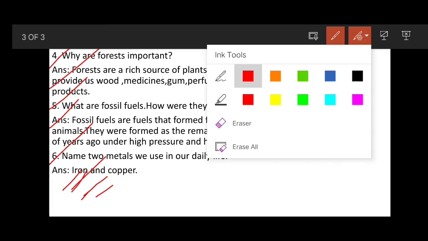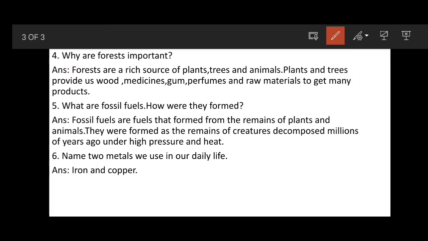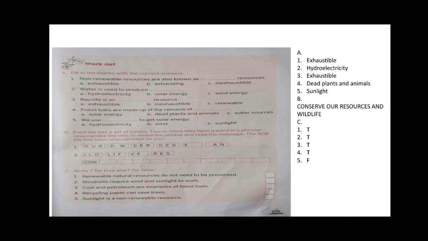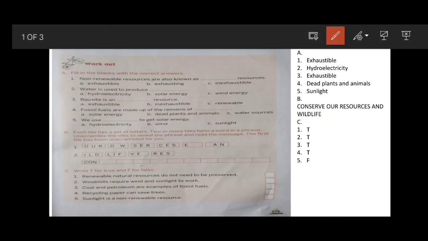So dear children, I hope you understood about workout lesson 8. Let us check it once again. Fill in the blanks with the correct answers. Let us check it out.